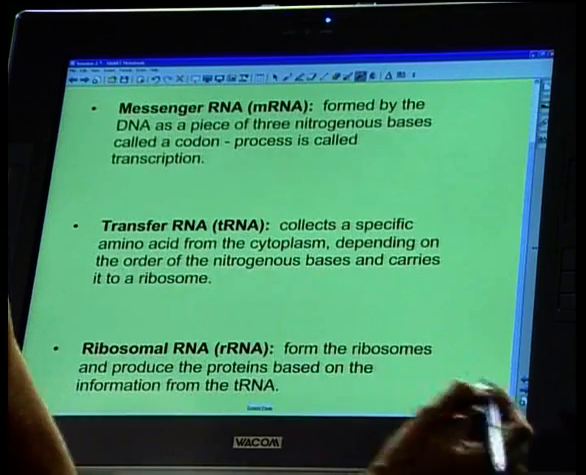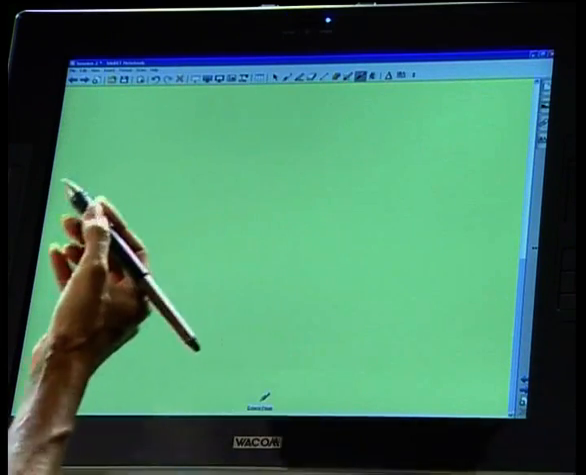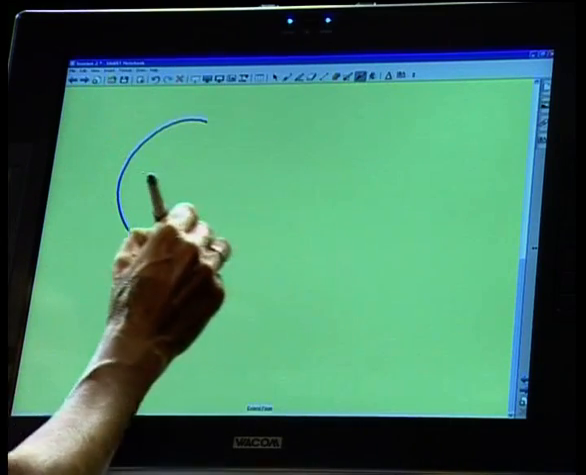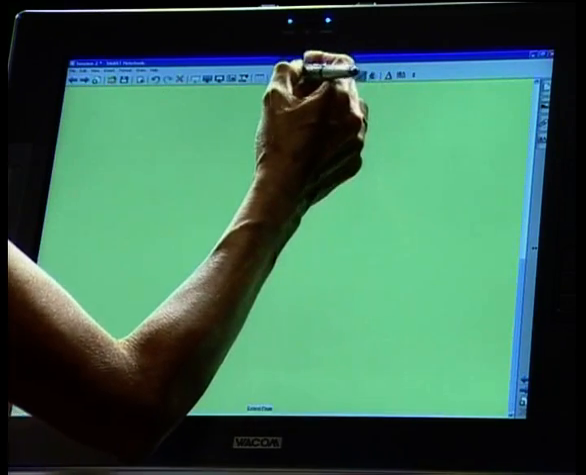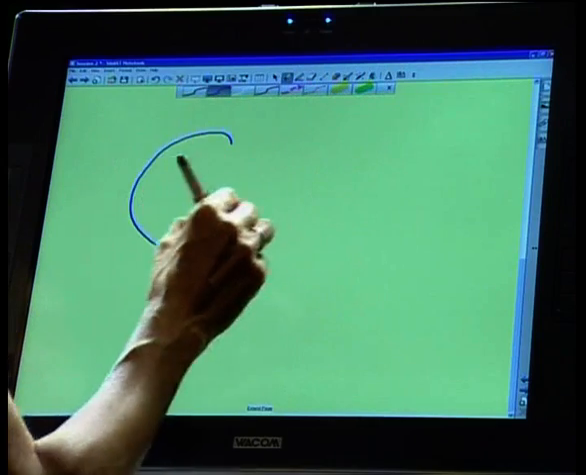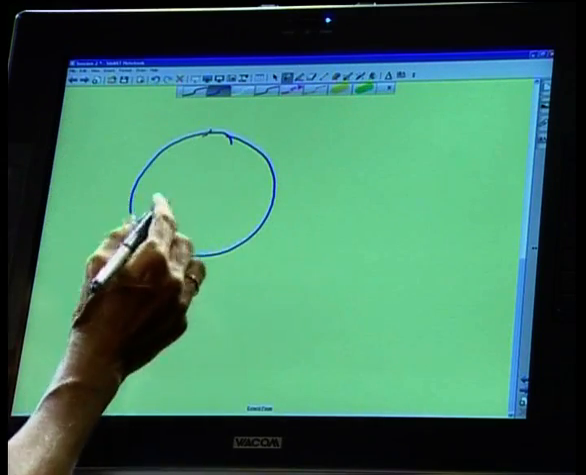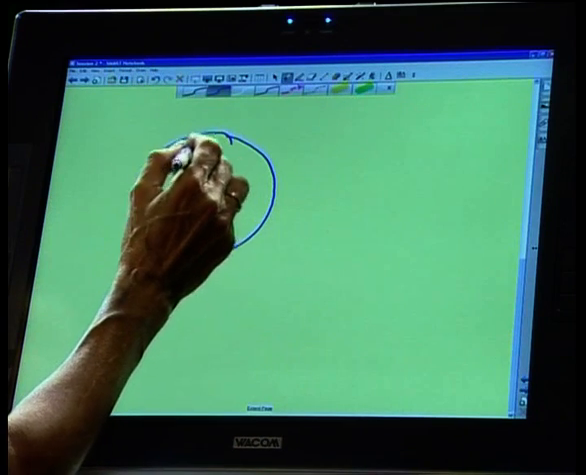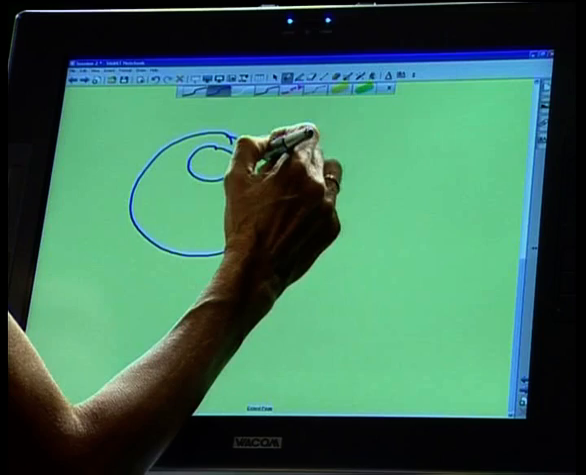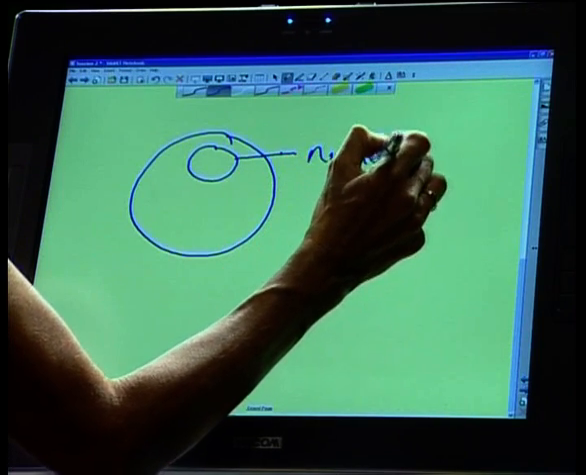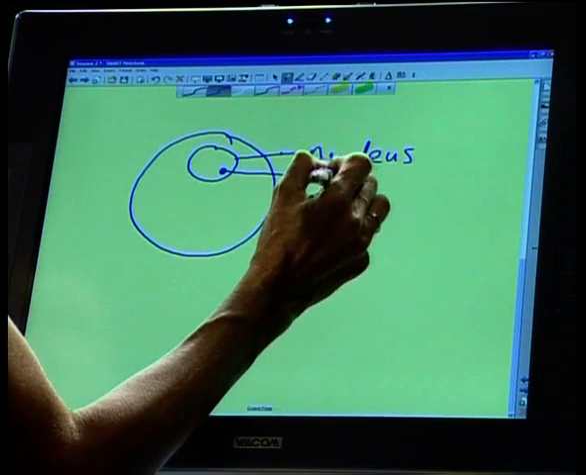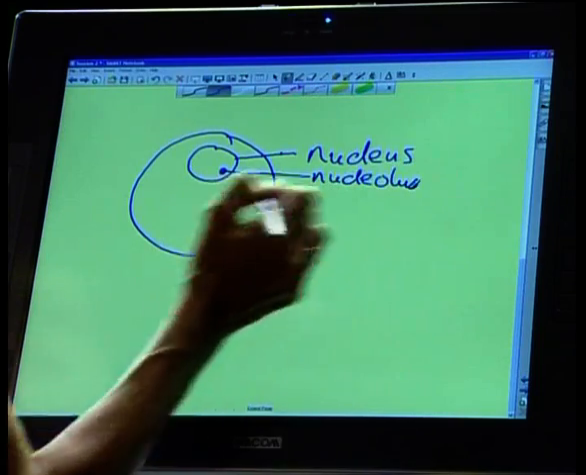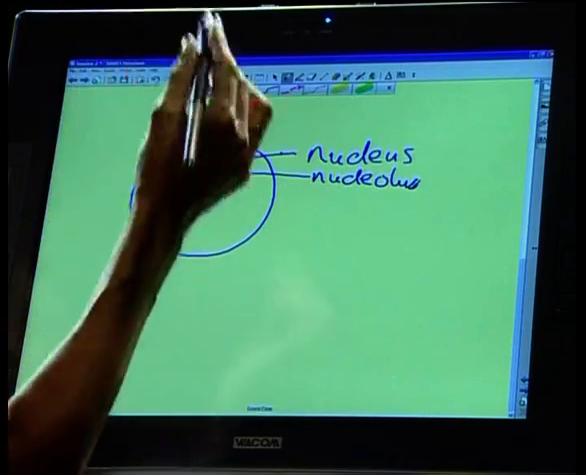Now, if you can imagine, I'm going to take this down. Here, you have your cell. And inside, I'm still using my magic pen. Apologies. I mean your cell. Inside this cell, you are going to have your nucleus. Okay? Inside the nucleus, you are going to have the nucleolus, which is part of protein synthesis too. It also helps with that.